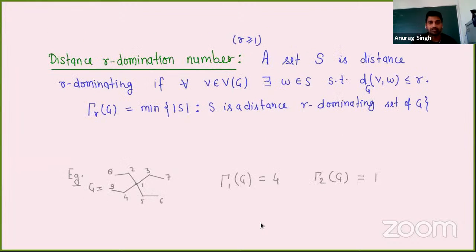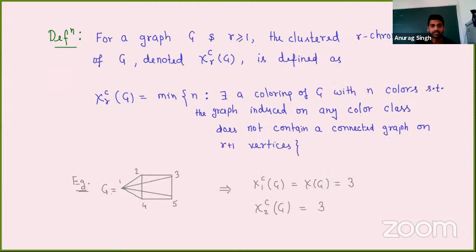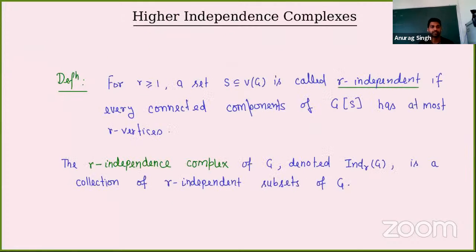So these two were the motivations behind the complex that we have defined. What we thought is, can we get a simplicial complex which will give us a topological bound for these two numbers? This is called higher independence complexes, and they are defined as follows. For r greater than or equal to 1, a set S is called r independent if every connected component of the induced subgraph G[S] has at most r vertices.